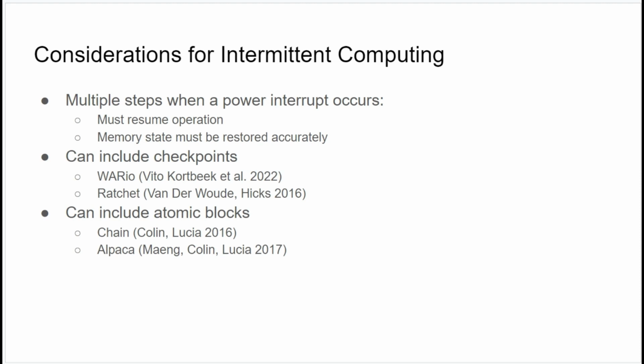And then there are also atomic blocks, such as Chain and Alpaca, which use atomic blocks in order to keep track of certain systems. And these are similar to checkpoint systems, at least in my interpretation of them, where they take a checkpoint before and after each block, or after each block, in order to keep track of what's currently happening within this paper.